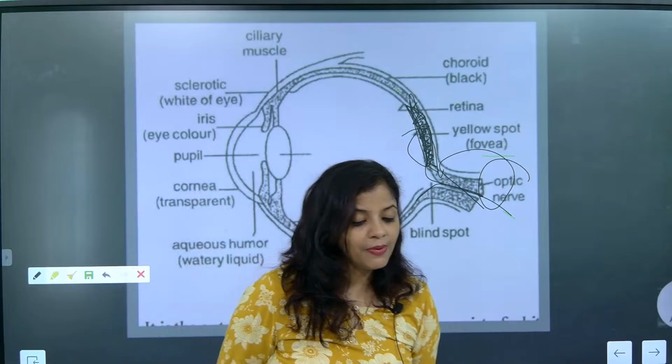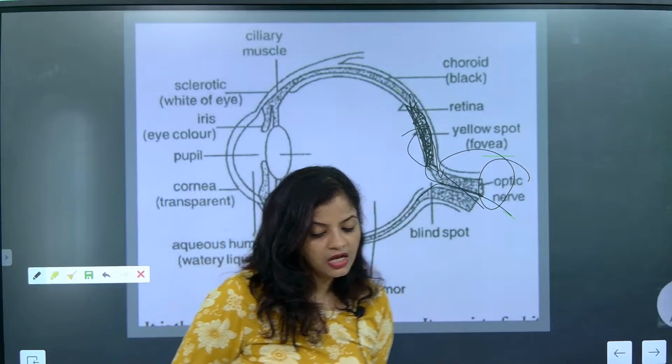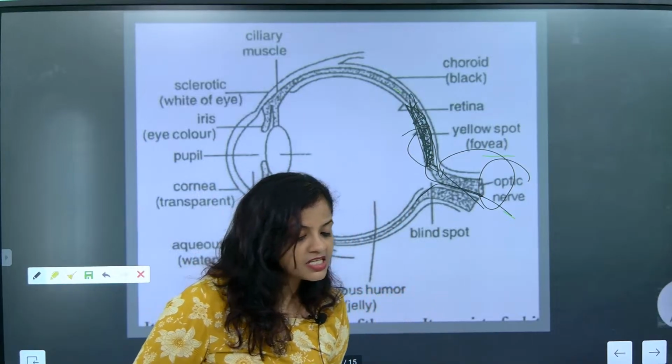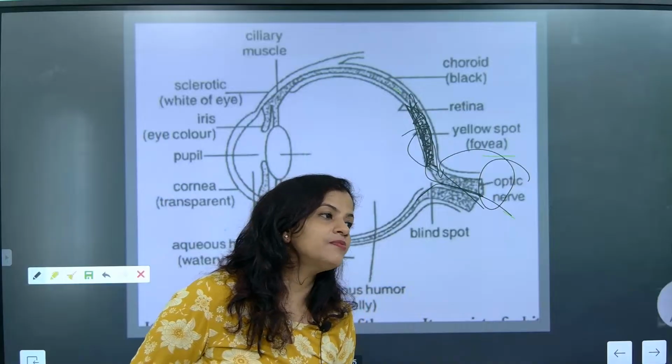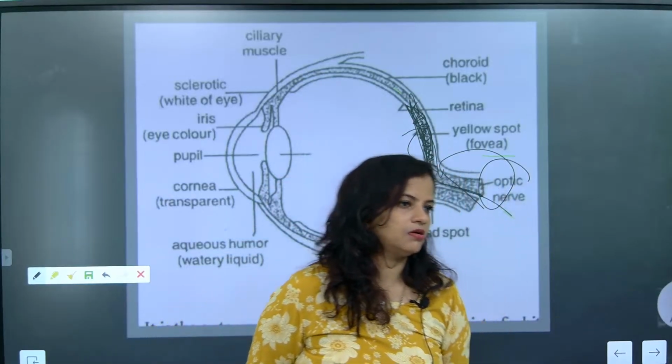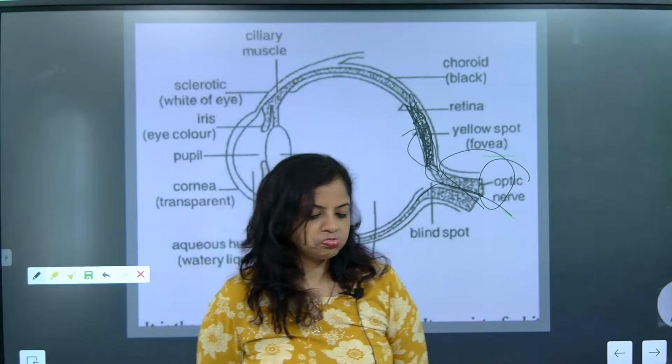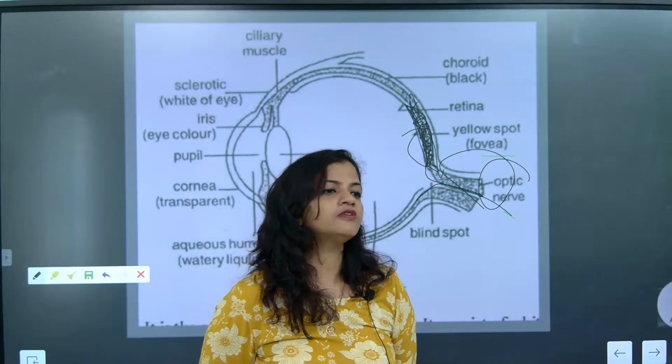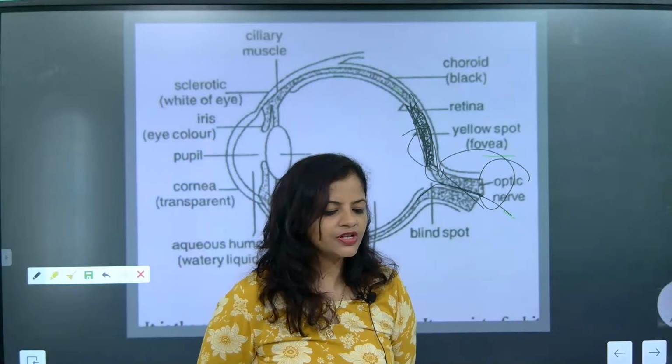Did we get the point? Listen, children. Blind spot is that region. If the image is obtained there, vision will not be there. The person will be blind.